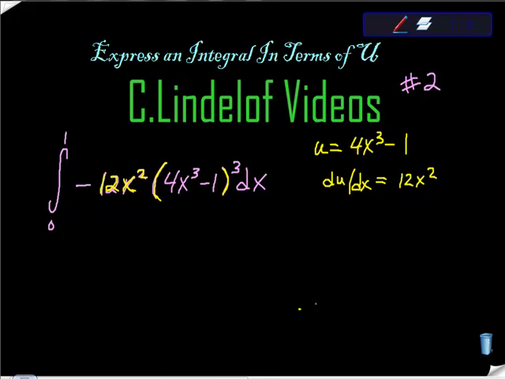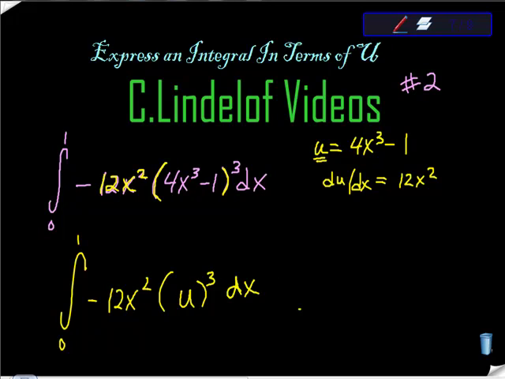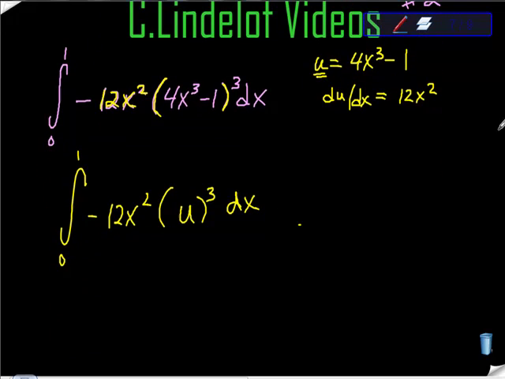Well, let me show you where we are so far. Maybe this will help. So let me just write what we have done so far. I'm just going to rewrite this integral and say it's from 0 to 1 of negative 12x squared. But remember, I have this replacement value. u is equal to this. So where I found this 4x cubed minus 1, I'm going to put in u cubed dx. This is good and bad, and it bothers people a little bit. But here we have this integral in terms of u and in terms of x. That's not good.